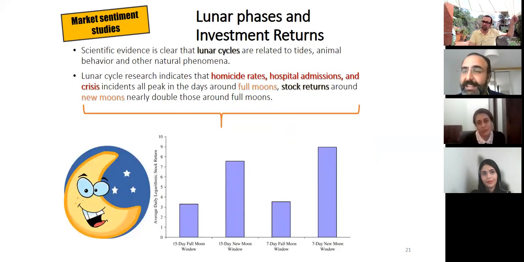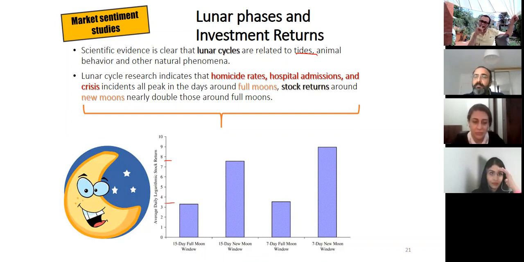Next. That is interesting. We know that the lunar cycle has an impact on people, on the sea, and on animals. We know that it is related to tides and animal behavior and some natural phenomena. But interestingly, the lunar cycle has an impact on the stock return. Around 2 weeks around the full moon, we have lower return than 2 weeks around the new moon. There is no explanation for this other than the market sentiment, the mood of the investors.